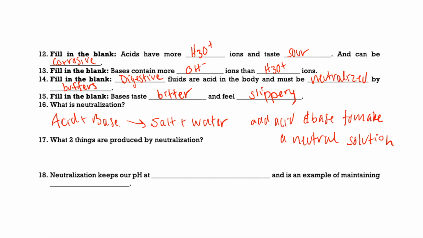Okay, 17, what are two things produced by neutralization? Those two things are salt and water. And towards the end of this unit, we'll be working with neutralization reactions and how to actually figure out what salt is being used. And number 18, neutralization keeps our pH at 7, which is neutral.